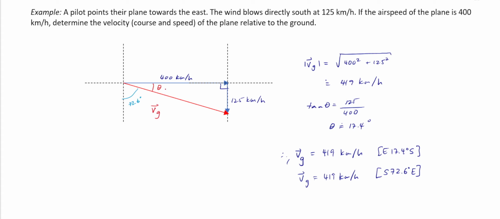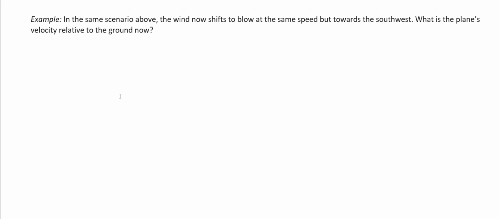This was 17.4. Okay, that was a pretty straightforward one. Let's move on to the next. In the same scenario above, the wind now shifts to blow at the same speed, but towards the southwest. What is the velocity relative to the ground now?